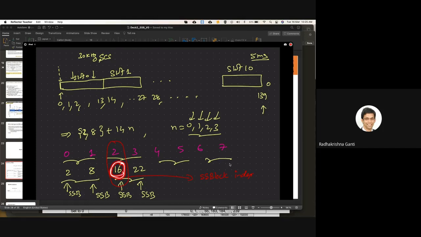Once you know it's the 16th OFDM symbol, you know which slot number it is and the relative location to the slot beginning. So the first thing is to identify which SSB index it is. The SSB index information is transmitted partly in MIB and partly it is spread over the other parts of the SS block. That's what we are trying to understand. So how do you find this SS block index? Okay, is this problem clear?